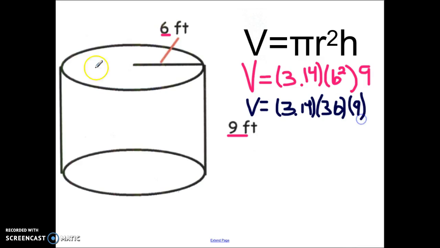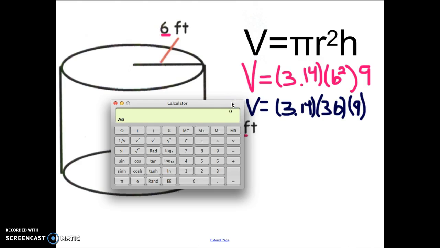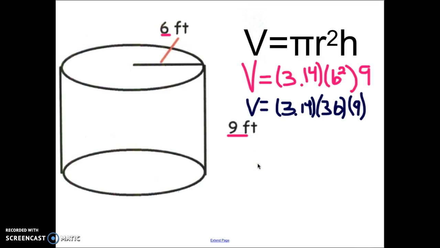I don't expect you to know this off the top of your head. I don't want you to spend the time crunching them by hand. I would much rather you get to harder problems than spend your time trying to multiply these out. So let's just go ahead and type them in the calculator. So I've got pi times 36 times 9. That gives me 1,017.36.